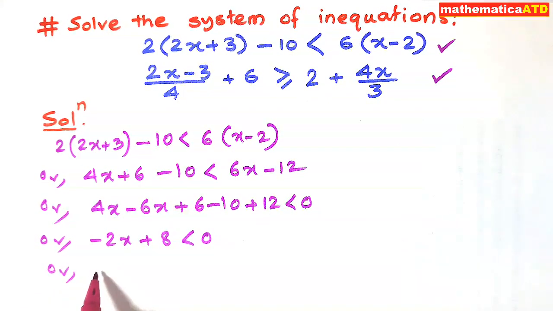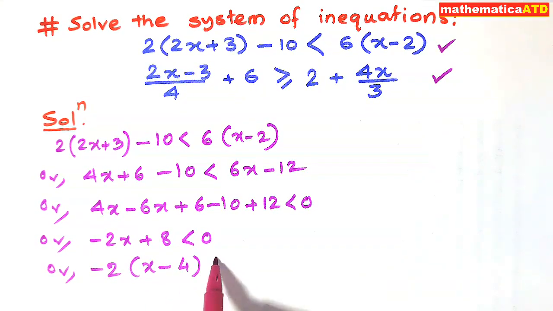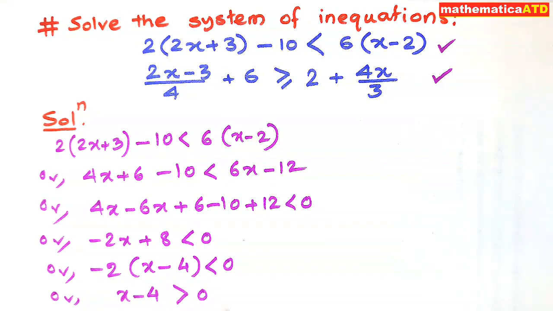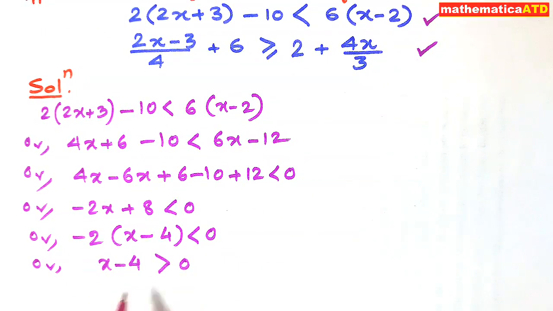We take negative 2 common, so in bracket x minus 4, which is less than 0. Now friends, we divide both sides of this inequation by negative 2 so that the inequation sign will be interchanged. So we shall get now x minus 4 is greater than 0. Friends, since x minus 4 is greater than 0, we can write x is greater than 4.